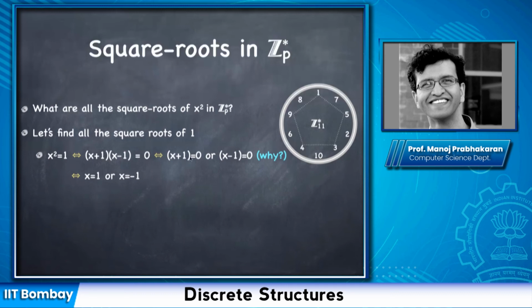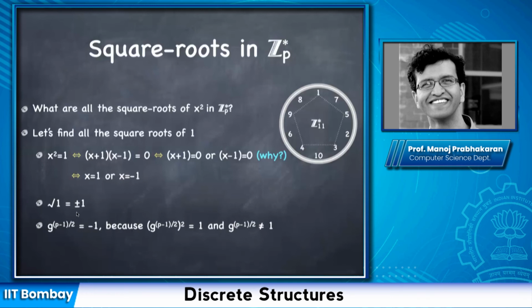Okay, so one of these two should hold, meaning x is equal to 1 or x is equal to minus 1. Okay, so x squared equals 1 if and only if x equals 1 or x equals minus 1, or in other words, the square root of 1 is plus or minus 1. And these are two distinct numbers except when p equals 2, in which case they are the same number. So for p greater than 2, there are exactly 2 square roots of 1.